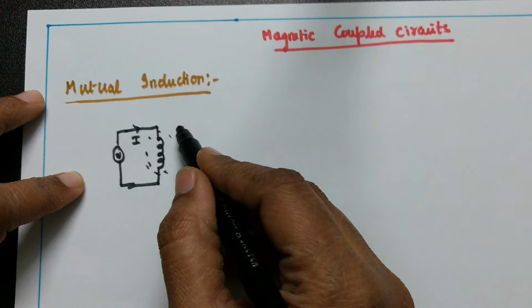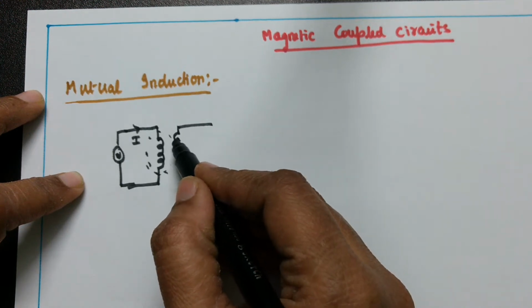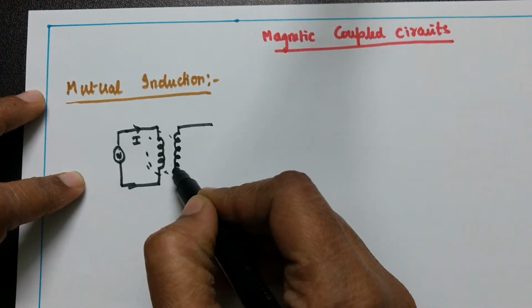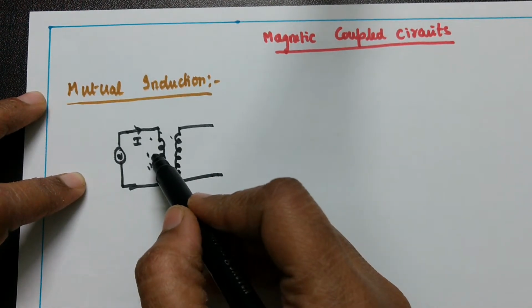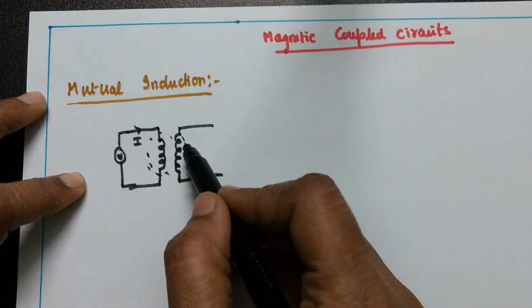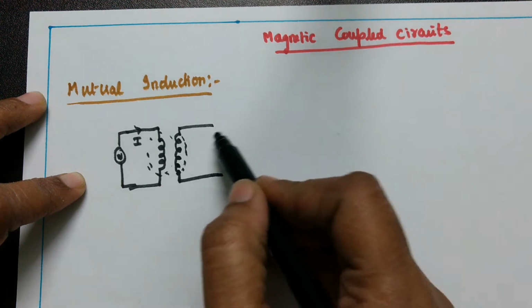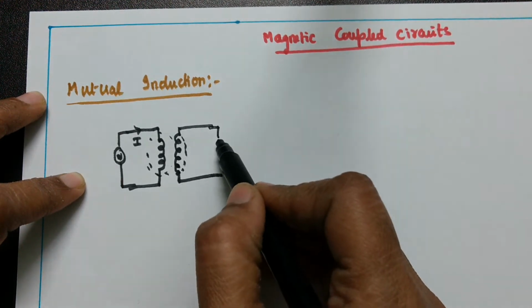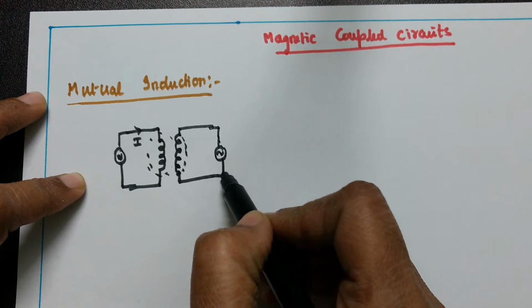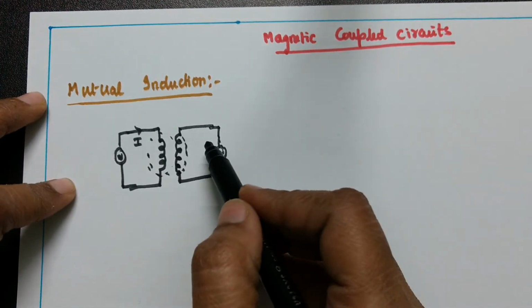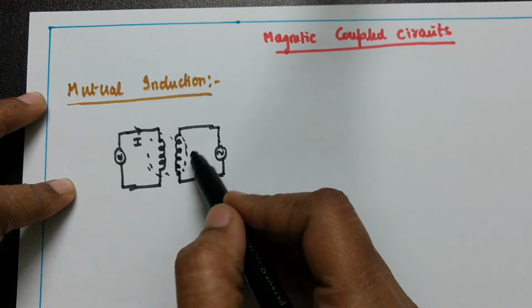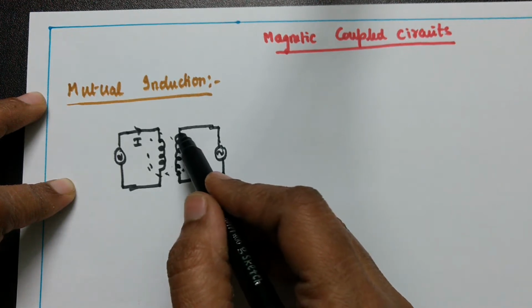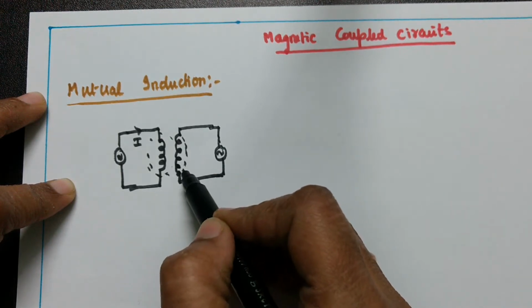And then if another coil is placed close to this coil, a part of the flux which is set up in coil 1 will be induced in the second coil. If the second coil is excited by some other source, due to the current passing through the coil, a self-induced EMF will be produced. A flux phi 2 will be produced.